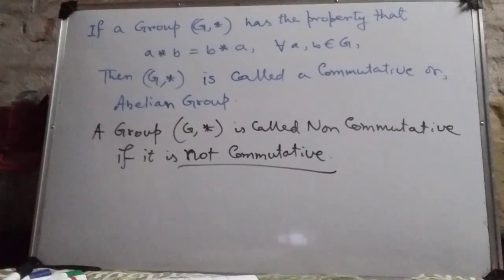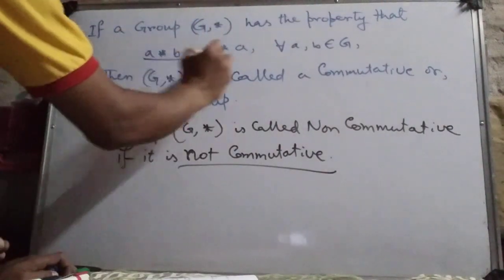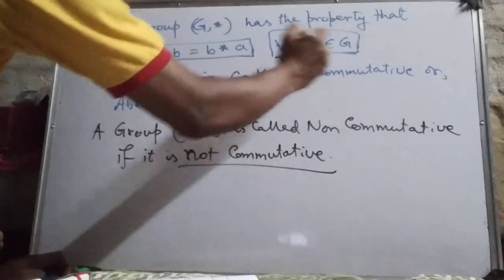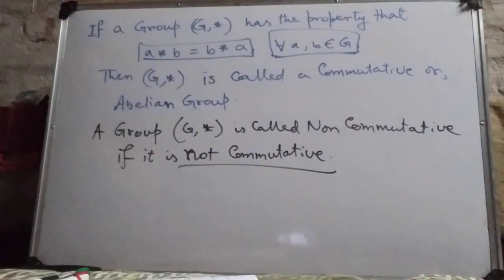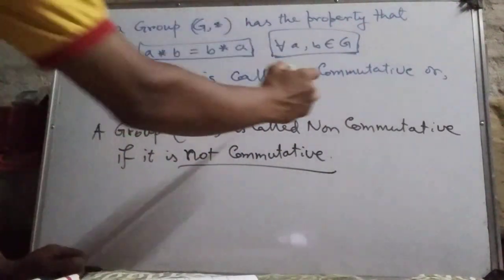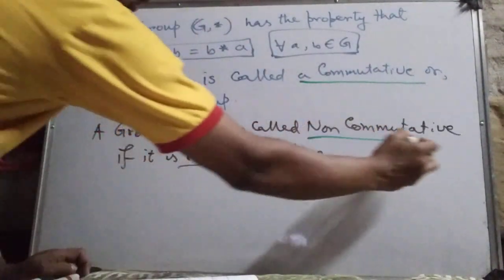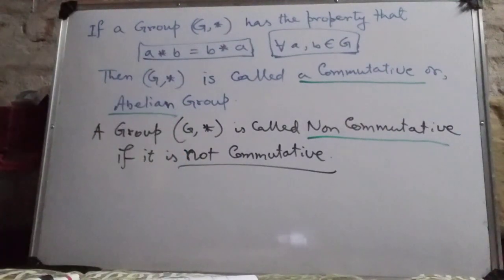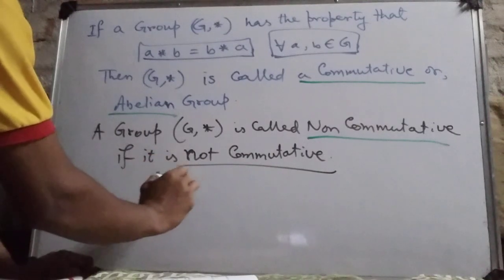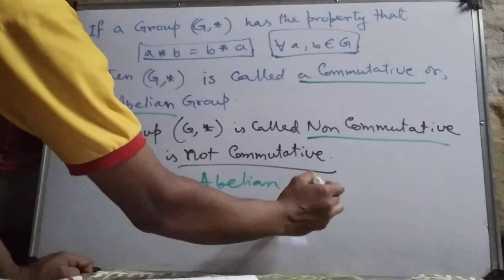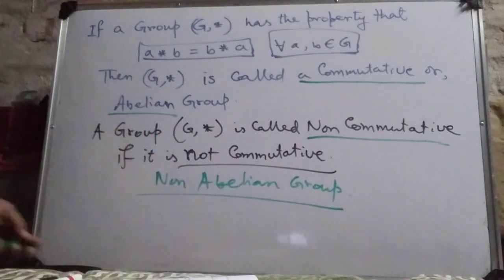So which group is abelian? Those groups that satisfy this property: a * b equals b * a, where a, b belong to G. Then this group is called a commutative group or abelian group. And otherwise, not commutative, it is a non-commutative or non-abelian group. We talk about this one as a non-abelian group. It seems too easy, but we have to think about that more.